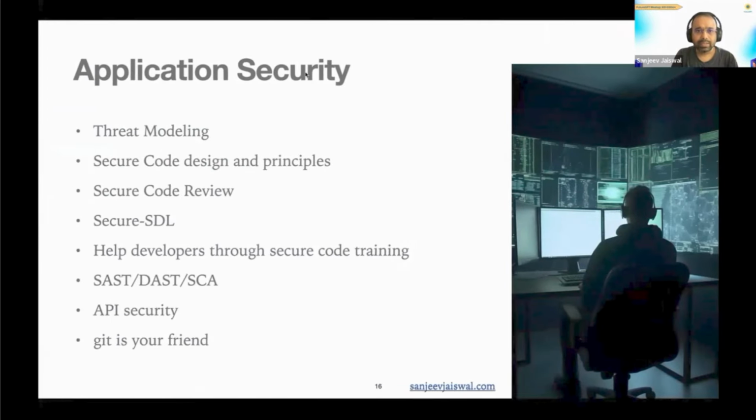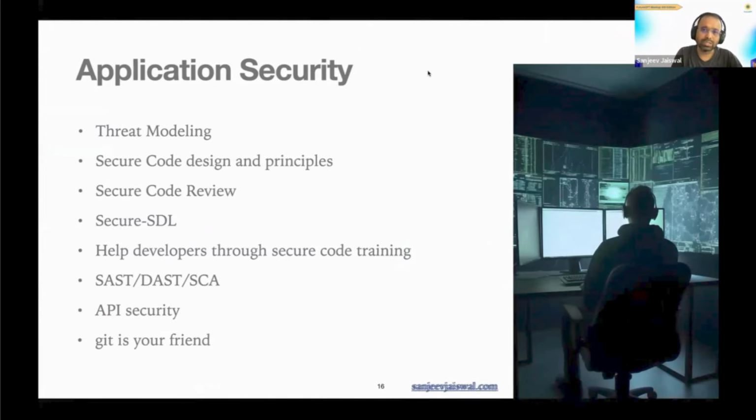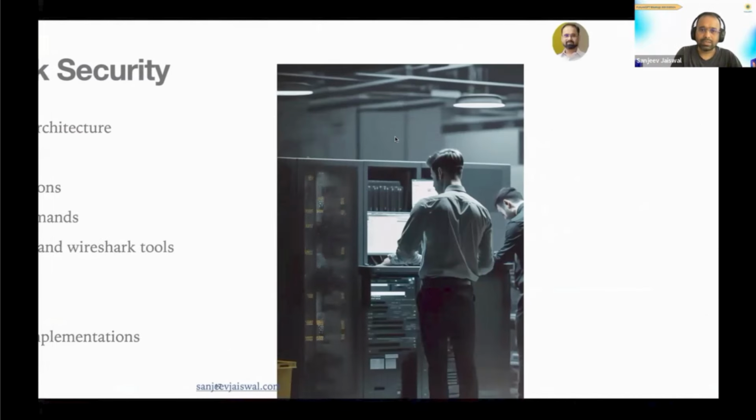Okay, so once you are done with the basics of pen testing, that's one domain. What if you want to be in application security? Yes, still you should have knowledge of that pen testing part. You must understand all those security headers and other parts.